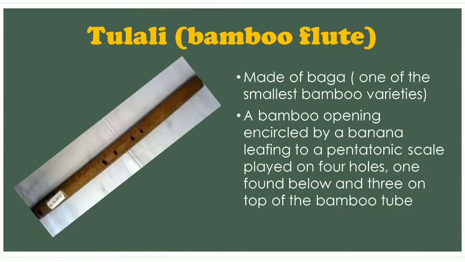Next, the tulali, or the bamboo flute. It is made of baga, which is one of the smallest bamboo varieties. A bamboo opening encircled by a banana leaf, tuned to a pentatonic scale, played on 4 holes, 1 found below and 3 on the top of the bamboo tube.